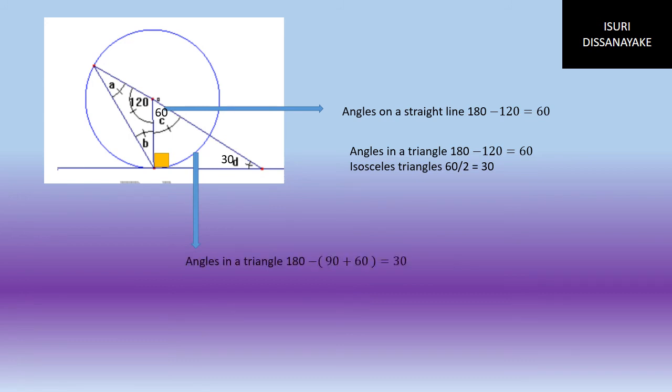I have shown you the workings. From 180, we subtract 90 and 60 together, which is 150. The missing angle D is 30 degrees.